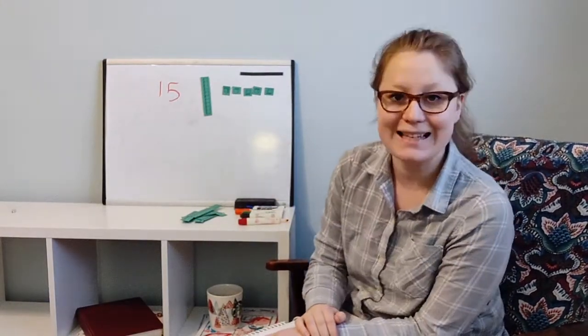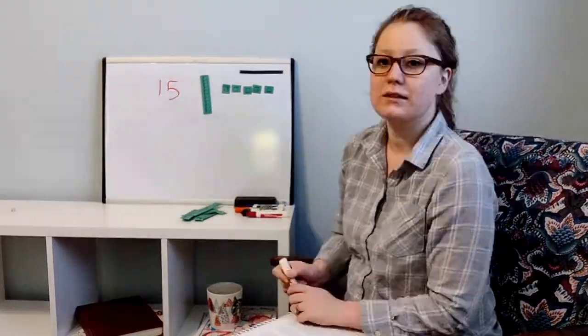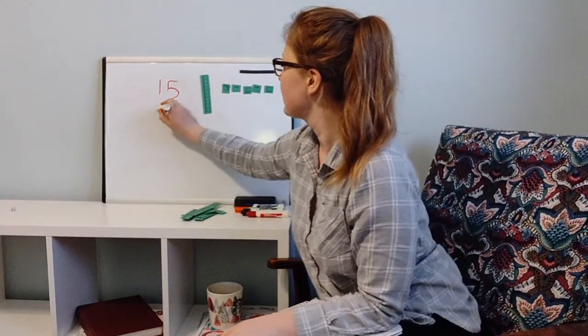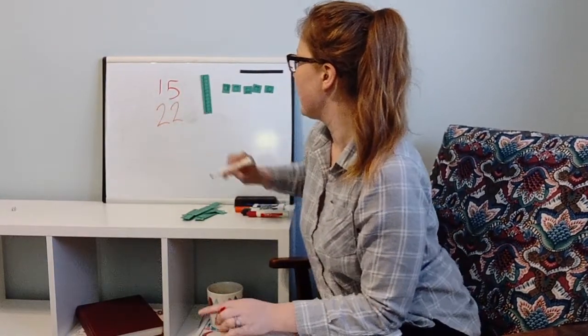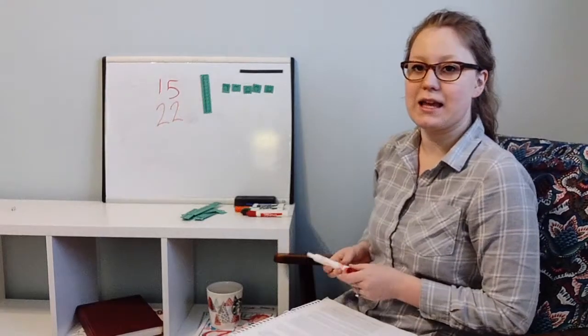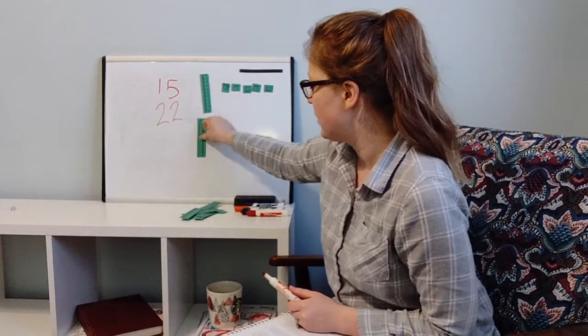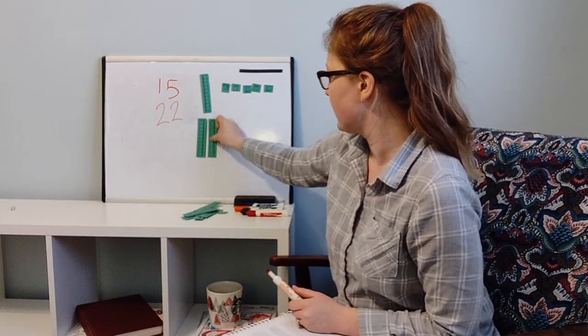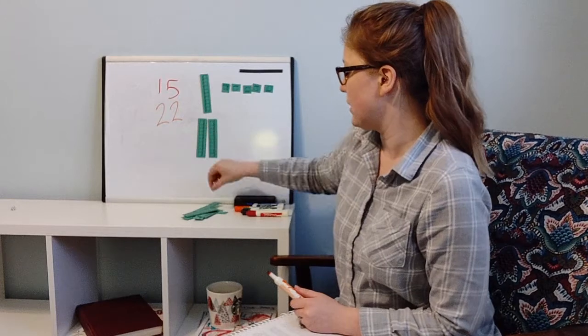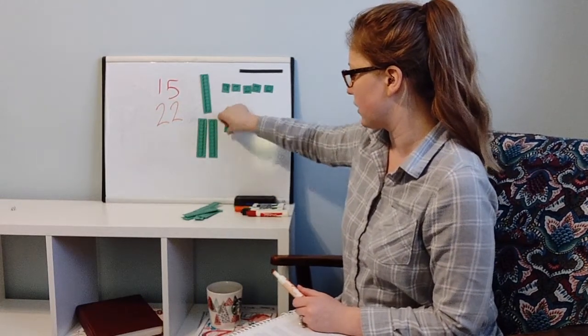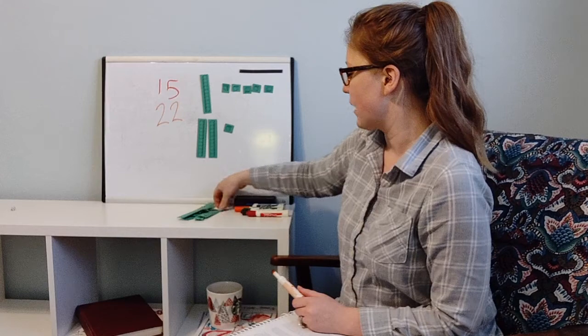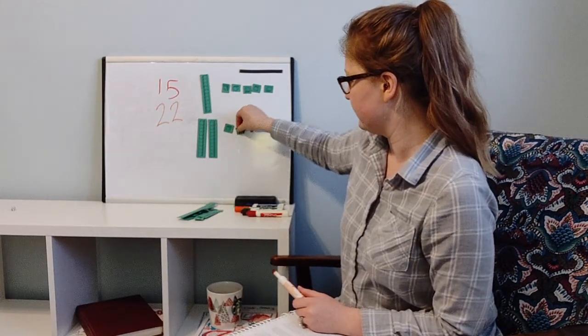I want to build my second number. Now my second number is going to be 22. Can you build the number 22 and just put it there with 15? 22 looks like this, a 2 and a 2. Since there is a 2 in the tens place, I need to make sure I have 2 tens. And since there is a 2 in the ones place, I need to make sure that I have my 2 ones.